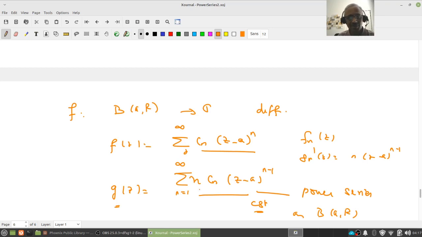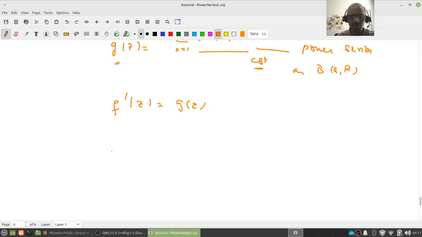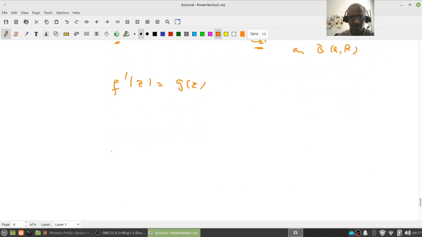If you remember, this is how we motivated the exponential series definition and the power series in general. We have to prove that. Let us go slow. So I want to know whether this series, n times Cn into (z minus a) to the power n minus 1, is convergent.